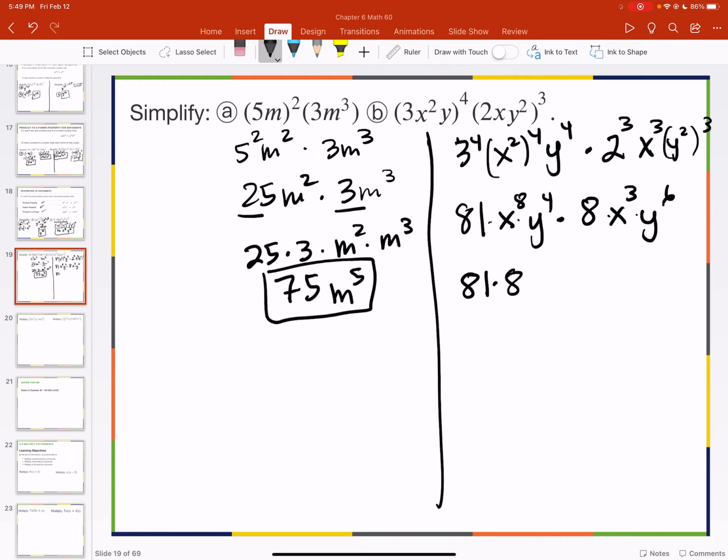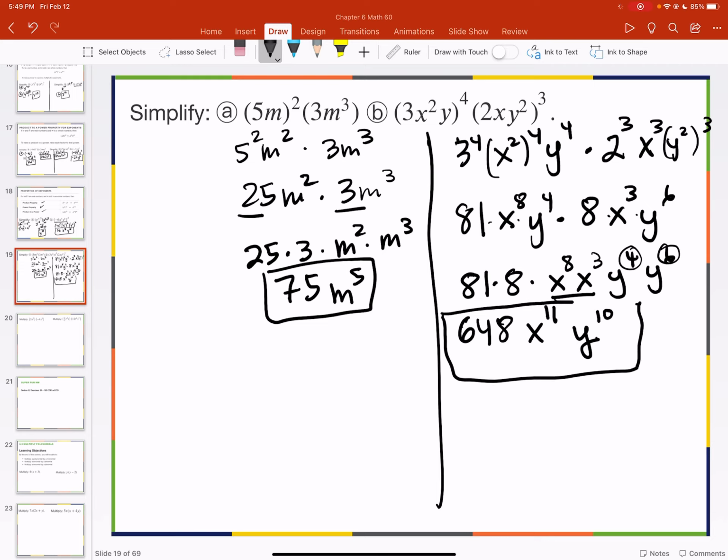So then we can commute these because these are all technically being multiplied by each other. So you get 81 times 8 times x to the power 8, x cubed, y to the power 4, y to the power 6. So then 81 times 8 is going to be 648. Then combine the x's, that's going to be 8 plus 3, which is 11. And then the y's, 4 plus 6 is 10. And that's it for this one.